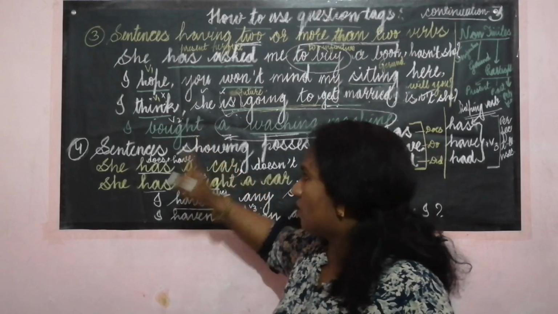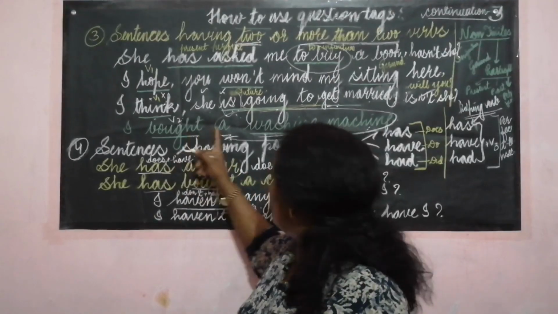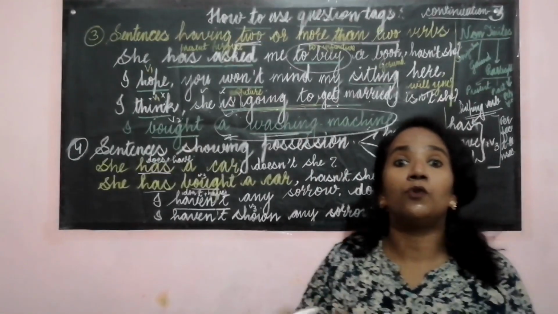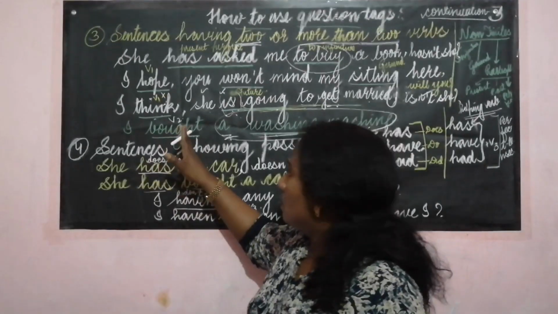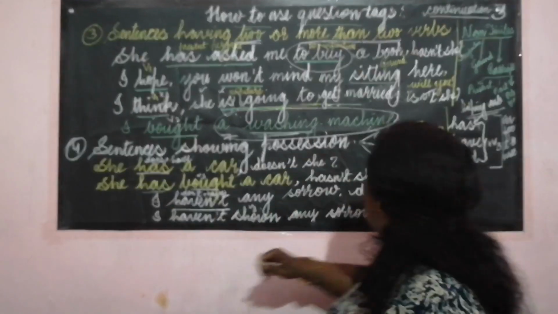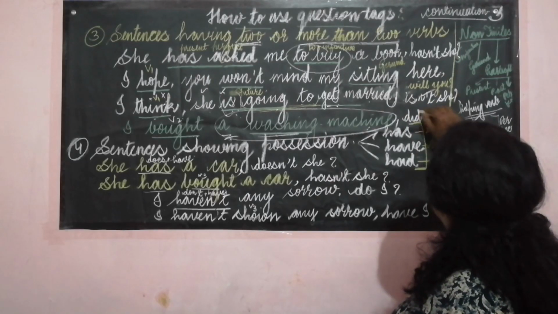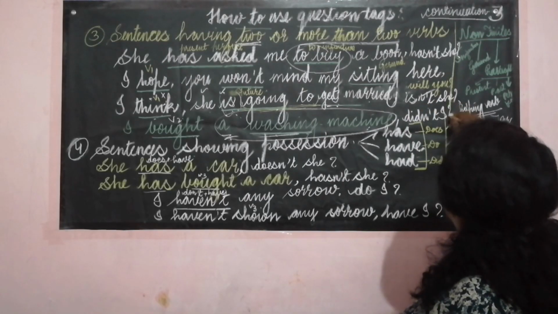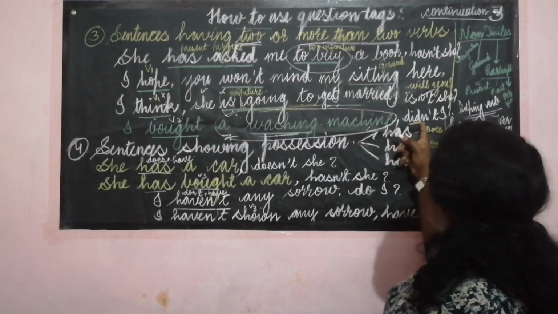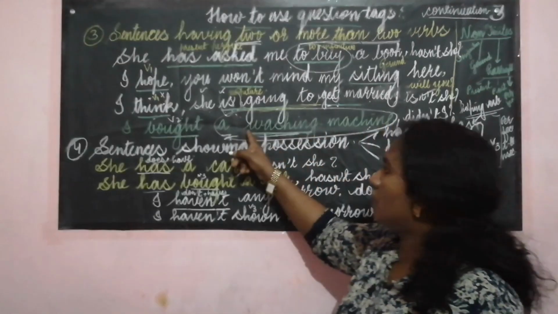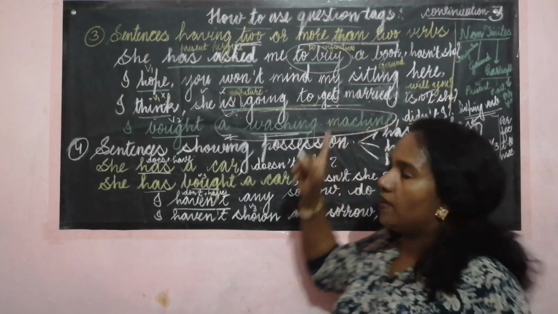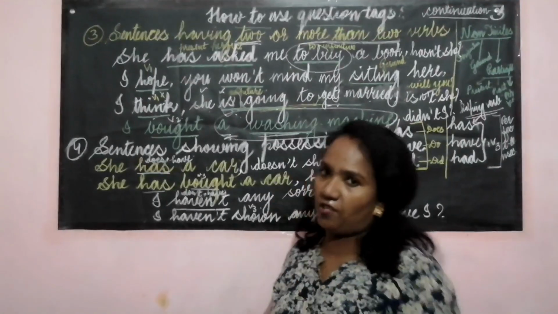So, our question tag will be, as this sentence is positive, we will have to make the negative tag. Didn't I? Question mark. Separate the sentence with a comma, and positive sentences must have negative tags. Negative sentences must have positive tags.